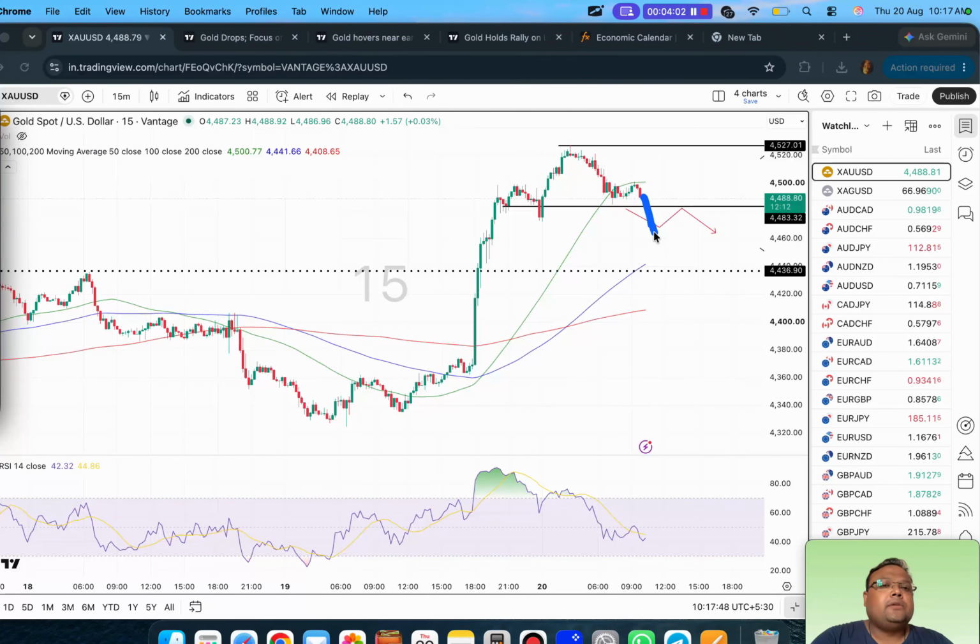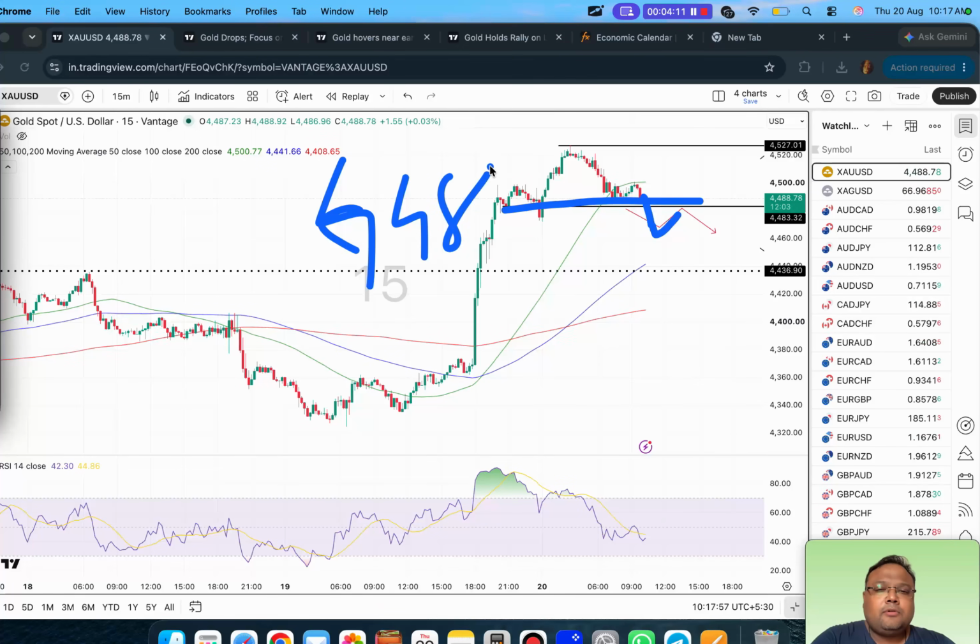So what you can do is, after the drop, when the market comes up, there's a high chance that around the same low level, 4483 or 4480, the market will face resistance. If it faces resistance, then we can look for a sell position.